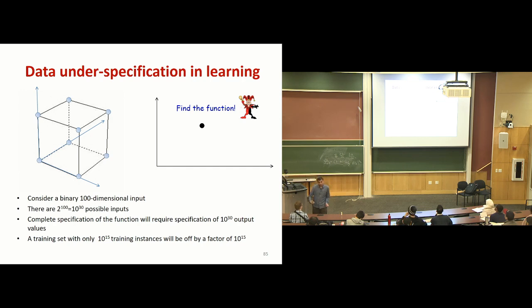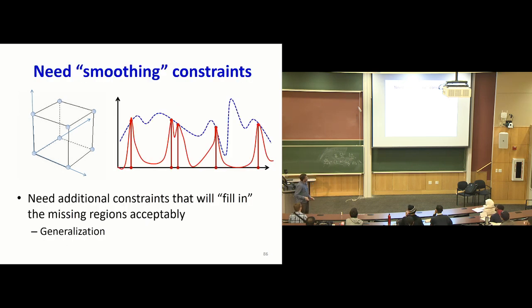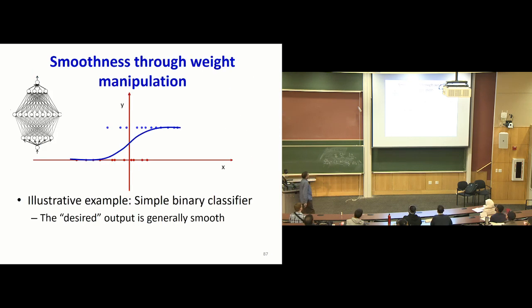If I scale it down to how much training data I'm providing per dimension, logarithmically, it's like 1.00000001 training instances per dimension. And I'm giving you this one point and saying, find me a function. Does that even begin to make sense? It doesn't make sense, right? So we need additional constraints on what the function can look like to make sure that it fills in something reasonable, right? Now, one way to do it is through weight manipulation.